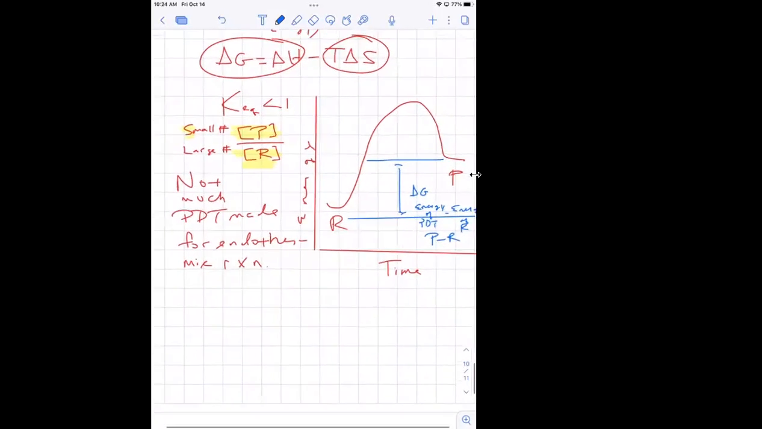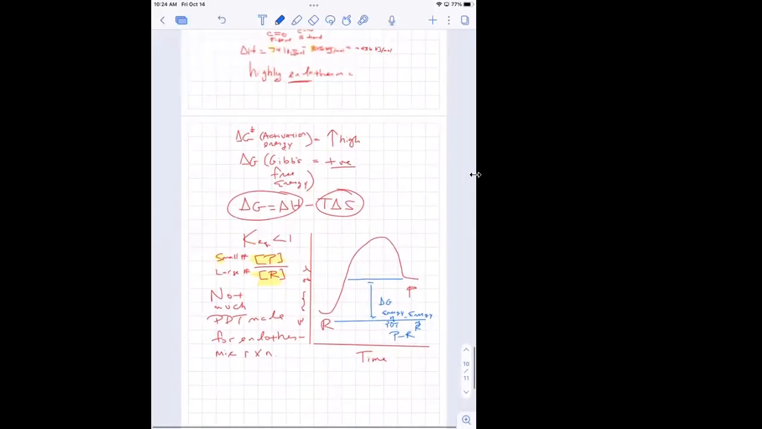Any questions about anything? So we know a lot about this reaction now. We know it's endothermic. We know it has a high activation energy. We know that the KEQ for it is less than 1. And we know the actual delta H, which we calculated: bonds broken minus bonds formed. All right, any questions? Any questions from anybody online?